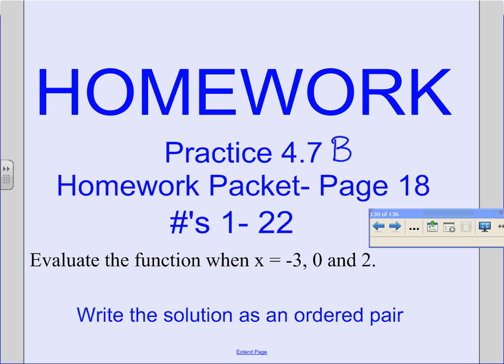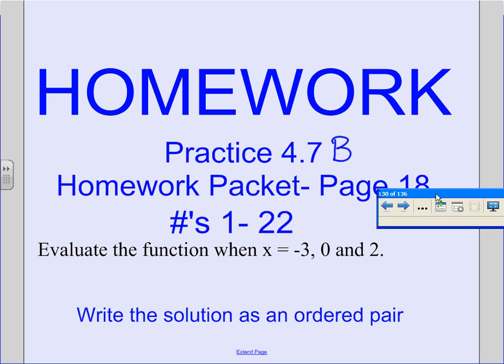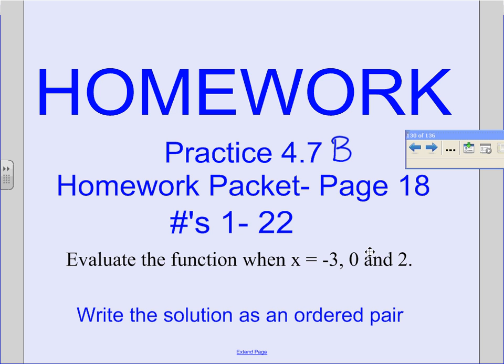So what I need you to do first is, where it says evaluate, the very top direction, you need to evaluate when x equals -3, 0, and 2. I want you to cross off the 0. Do not worry about that. So the first part of the directions, just evaluate the function when x equals -3 and when x equals 2. So for 1 through 12, you're going to have 2 answers for each of them. Shouldn't take long. Write your answers as an ordered pair.